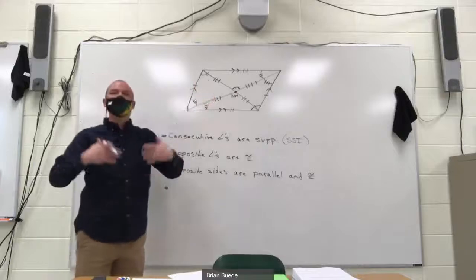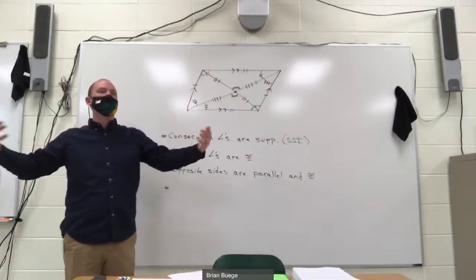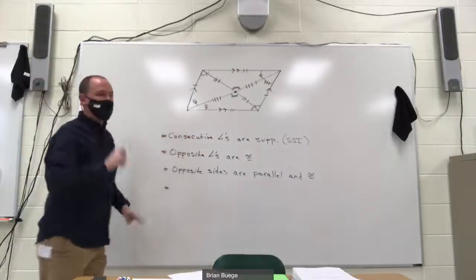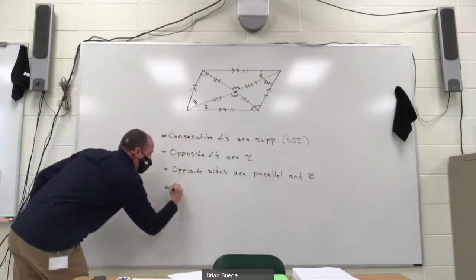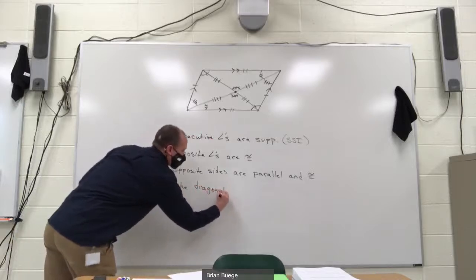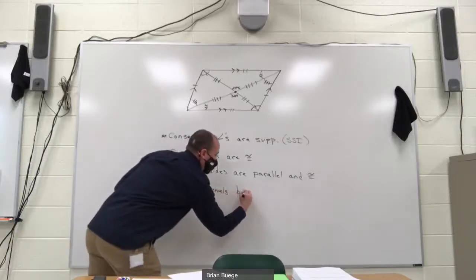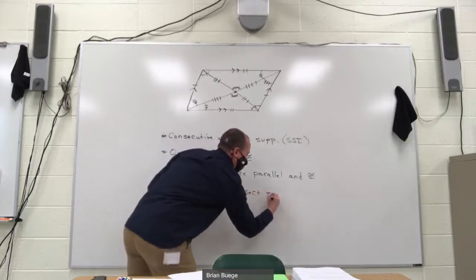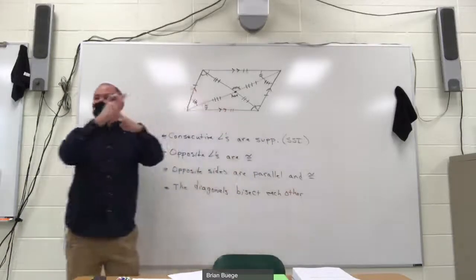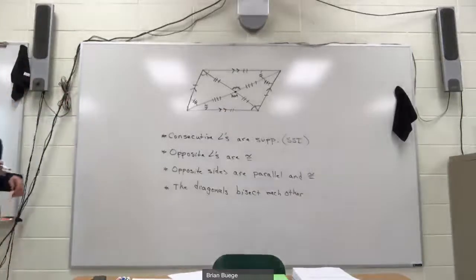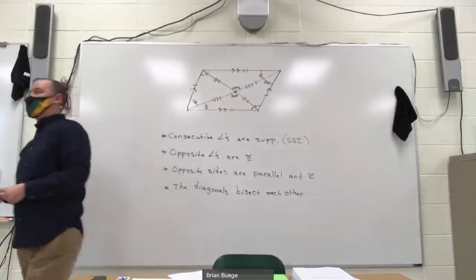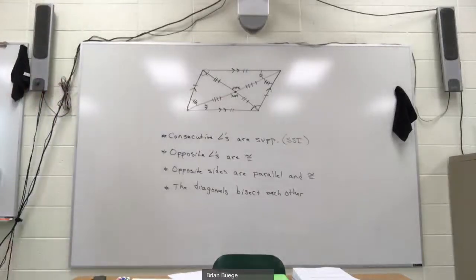And notice that we're getting all these properties from congruent triangles. Knowing that triangles are congruent is helping us a lot with this. So last property that I want you to put down is the diagonals bisect each other. The two diagonals cut each other in half. They're not all equal, but they do cut each other in half. That point of intersection is the midpoint for each diagonal.